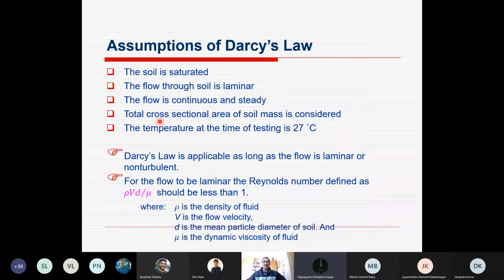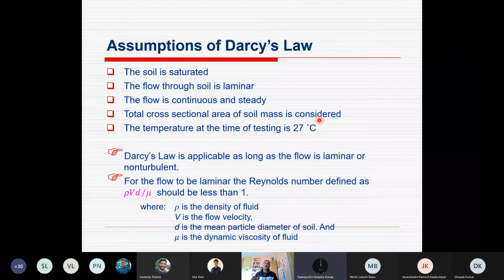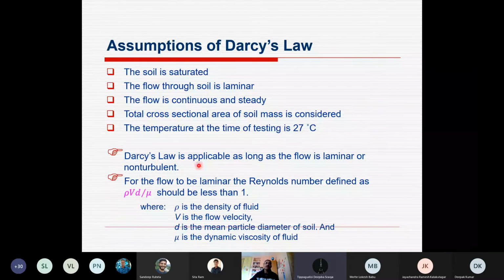Total cross-sectional area of the soil mass is considered, no matter what the size. However, it must be a uniform system. There must not be any heterogeneity; it should be the same granular condition. That's why Darcy took a sand-filled container for this experiment. The temperature at the time of testing was measured as 27 degrees Celsius. If we change temperature, it can be corrected for the right information when deriving the output using Darcy's law.